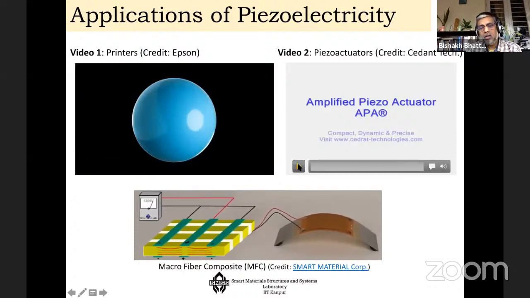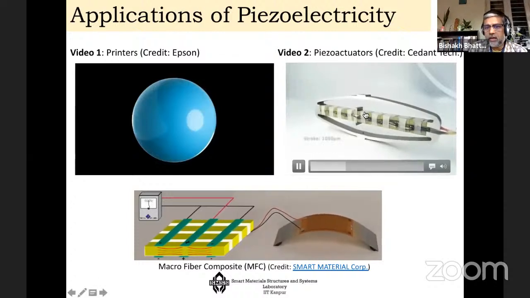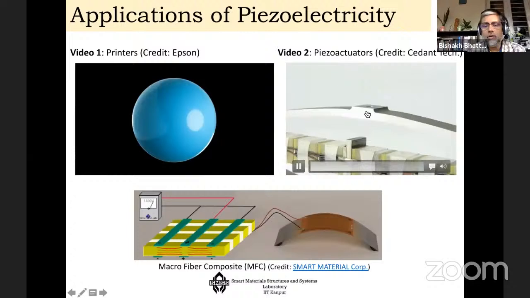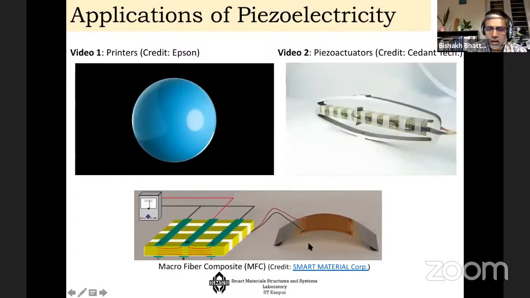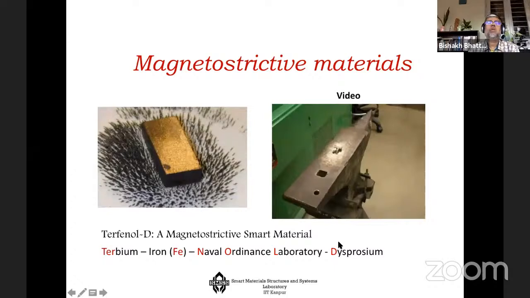And you can see some other application of amplified piezo actuators, where the piezoelectric material is at the center, and that is creating such large changes in terms of deformation. Similar thing you can see in this another type, a macro fiber composite, which we use in the laboratory these days, and that also shows a very large degree of deformation in the system.